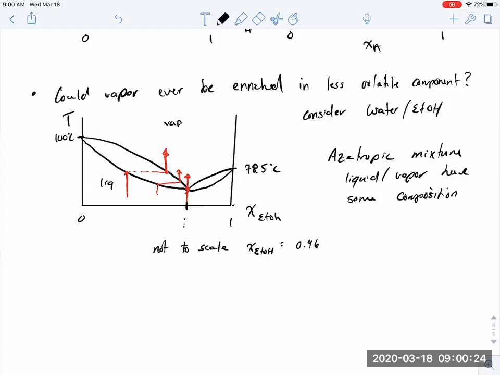Okay, so that's all I have to say about the topic of these sorts of phase diagrams. We'll continue our discussion on phase transitions and phase behaviors next time.